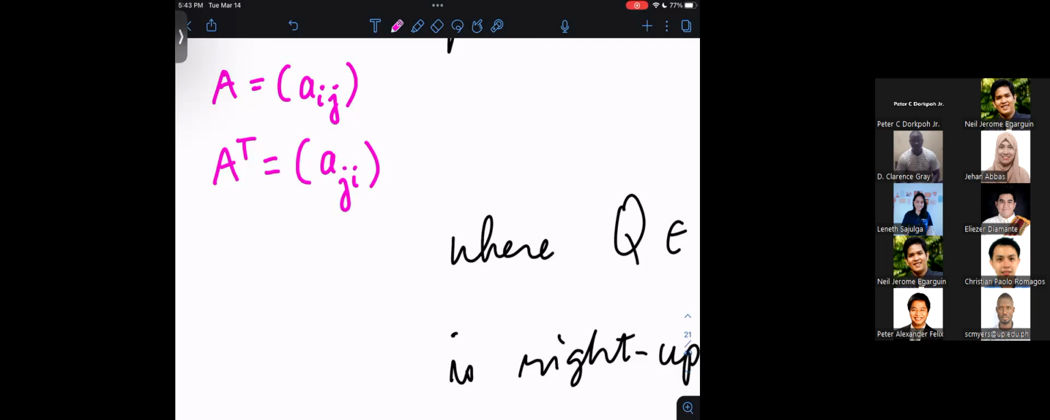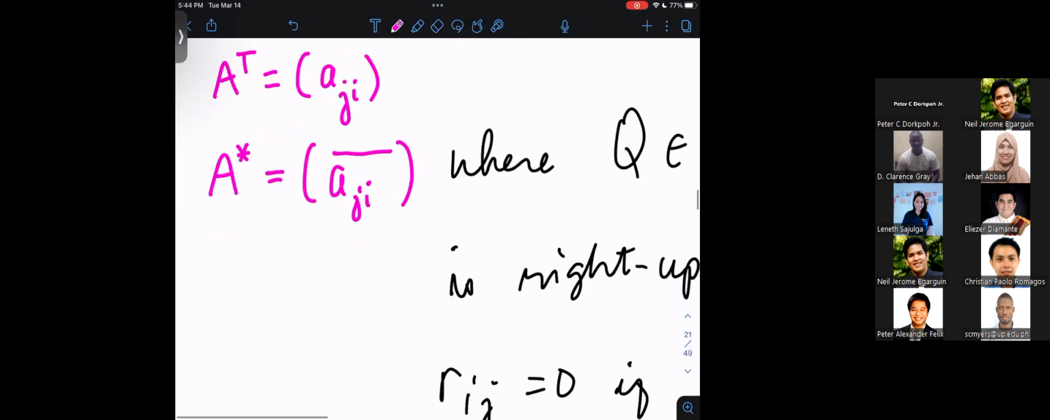Now, if you're curious about the conjugate transpose, which is A star, basically you take the transpose of your matrix A, but you get the conjugate of all the entries. Remember the conjugate of a complex number Z: if your complex number Z is a plus bi, its conjugate Z bar is a minus bi. All right, so I hope these are ringing some bells from your elementary algebra or linear algebra classes.